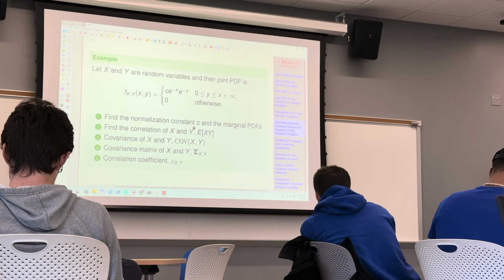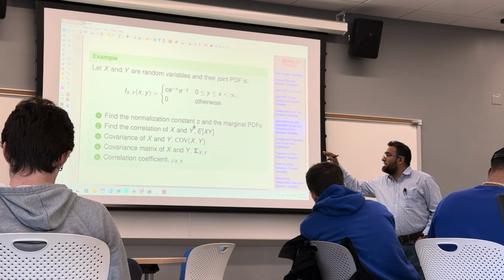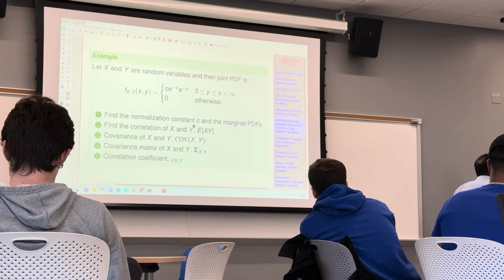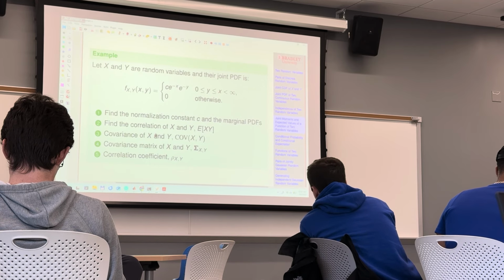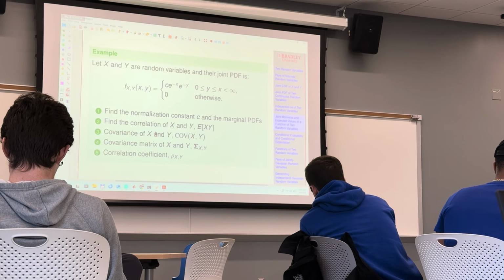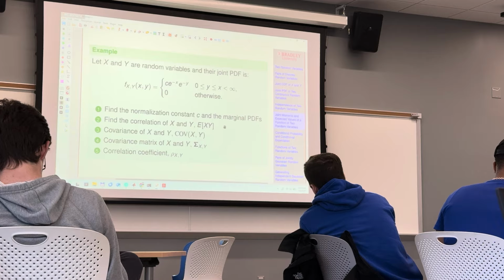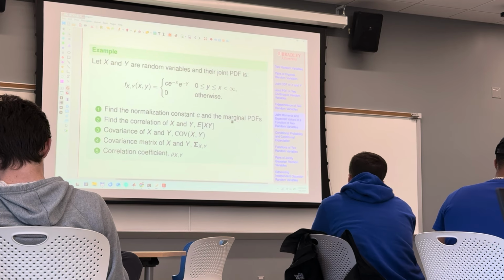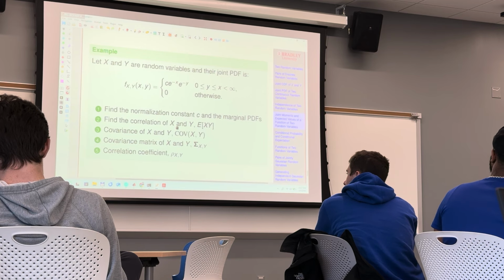I have the next 5 or 6 slides, and for each part I have a typed solution. So all you need to do is understand. I made use of all the terms that I went through. For example, find the normalization constant C here, find the marginal PDFs, and find the correlation of x and y. So we went through what correlation is.